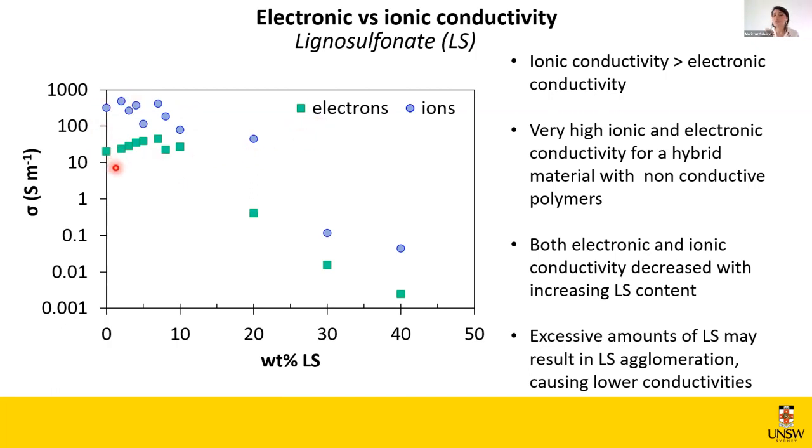But we are part of a few groups of researchers that are already claiming that ionic conductivity is higher than electronic conductivity. As well, it's very important to highlight that we obtain very high ionic and electronic conductivities for a hybrid material with non-conductive polymers such as polyelectrolyte and benzyl methacrylate. Both electronic and ionic conduction, as you can see here, decrease with increasing lignosulfonate. An excessive amount of lignosulfonate, more than 10%, produces a decrease of the conductivity due to the agglomeration of the lignosulfonate.